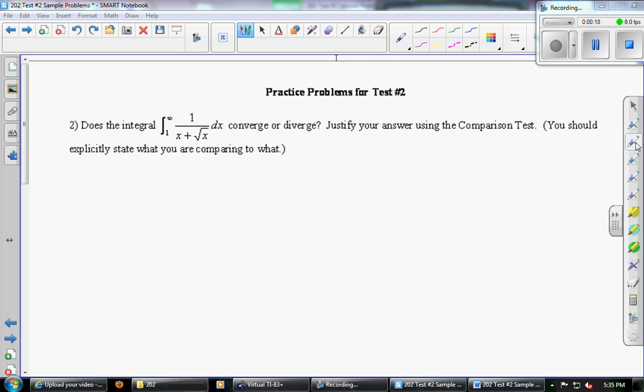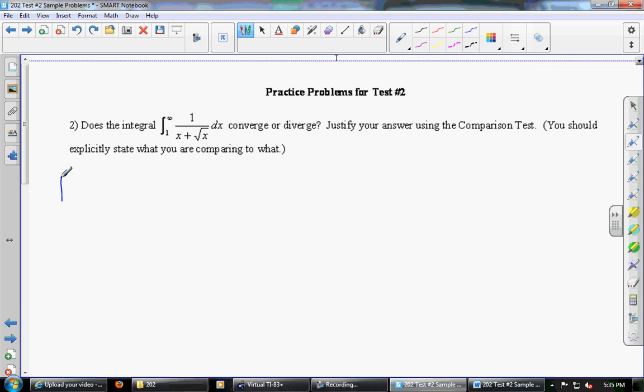So the idea with the comparison test is to take this integral that we don't know what's going on with and compare it to an integral that we do understand, whose behavior we do understand. So let's just write down a couple of facts about integrals that we already know. If we ignore the plus square root of x, then we get something simpler. We get the integral from 1 to infinity of 1 over x dx.